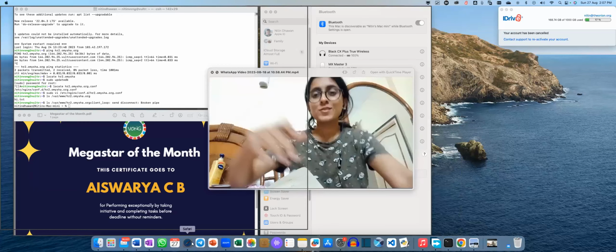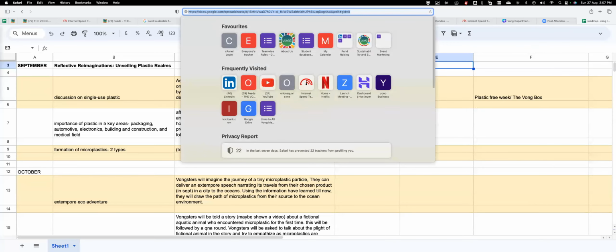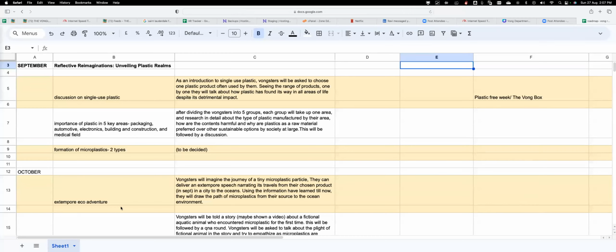So there is a sheet that Shreya has also put together. I'll share that with you first. This is similar to what you might have seen when we did the endangered animals campaign.